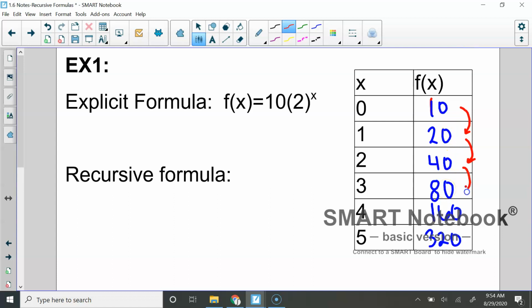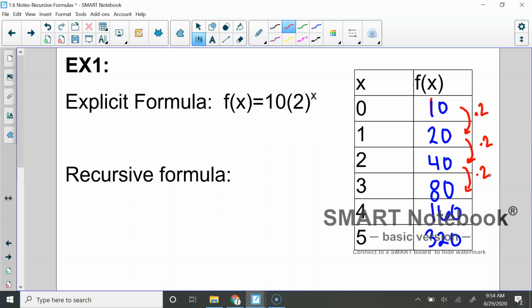Rather, to get from 10 to 20, I could multiply by 2. And then from 20 to 40, I could multiply by 2. And then from 40 to 80, I could multiply by 2. So each term that I have, I'm going to multiply by 2 again.